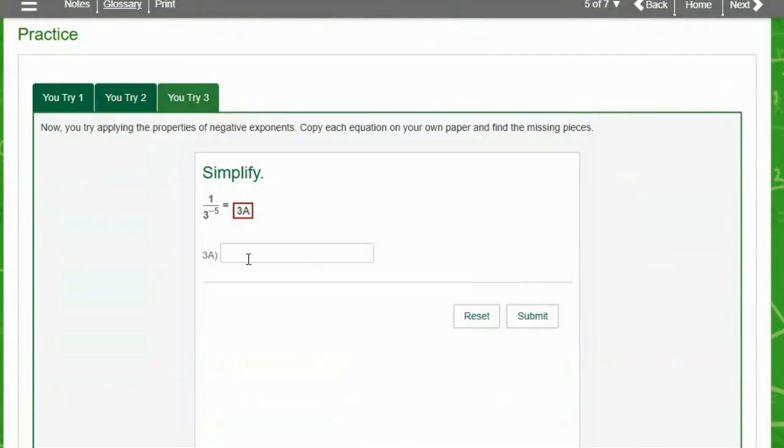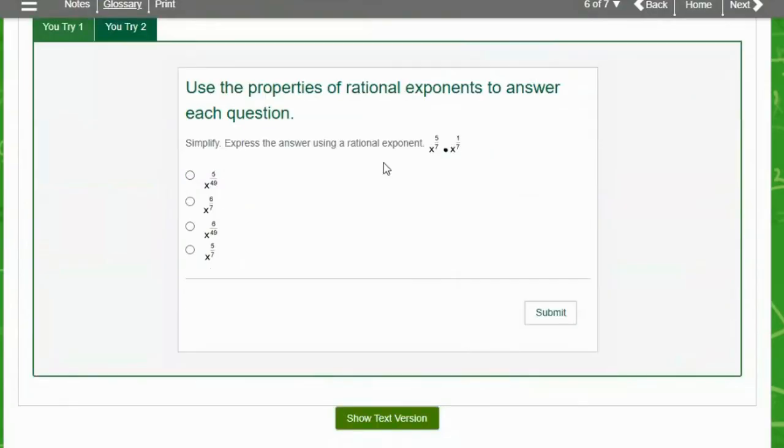Oh, this one's just jump straight to an answer. 1 over 3 to the negative fifth just equals what? So you got to move that to the numerator and then simplify it. Like it. That's a good one. So look at the sample problems on page 6. Use the properties of rational exponents to answer each question. Simplify. Express the answer using a rational exponent.